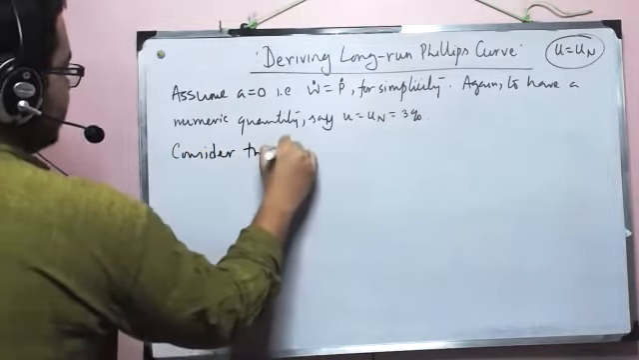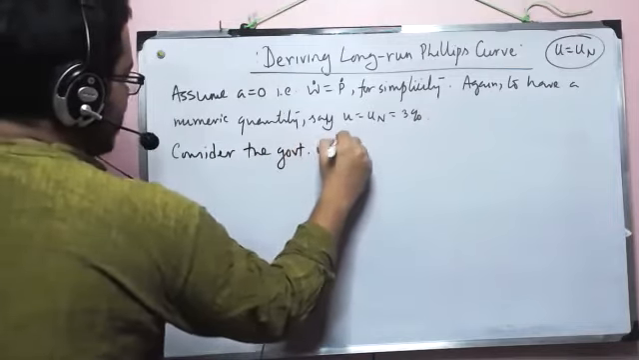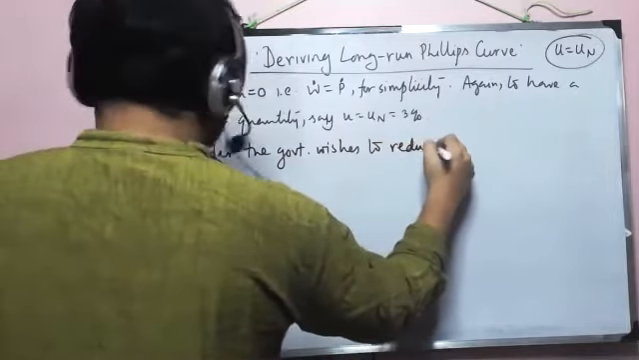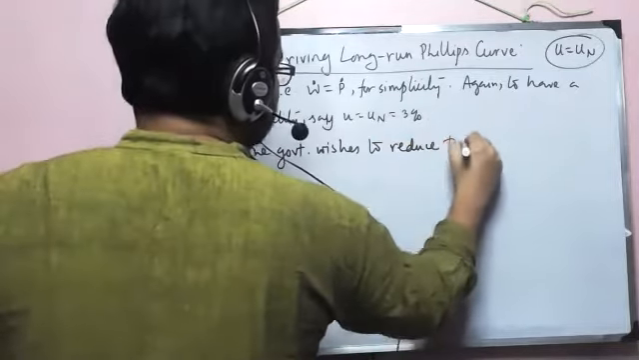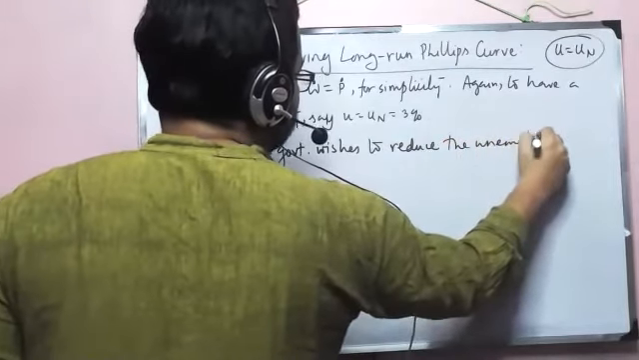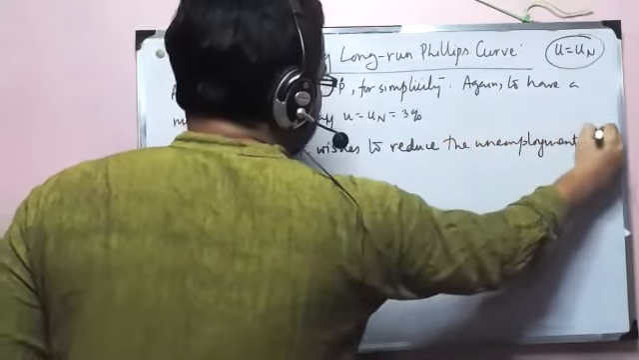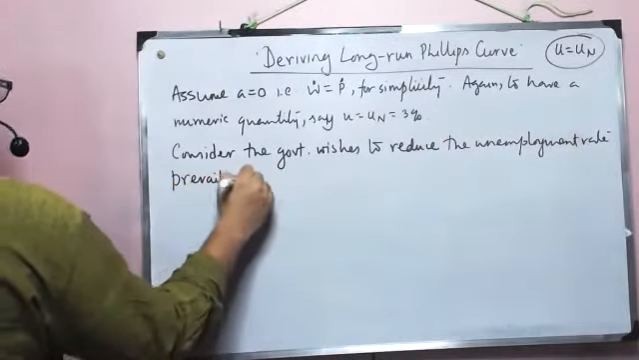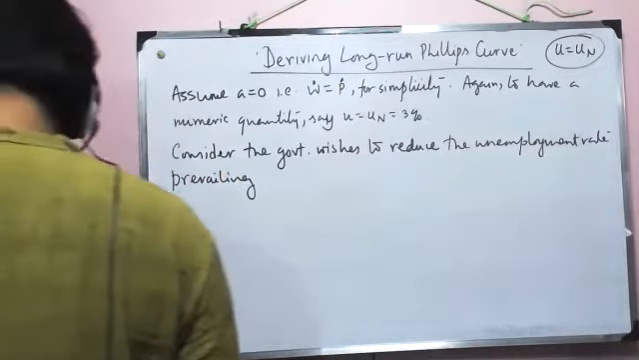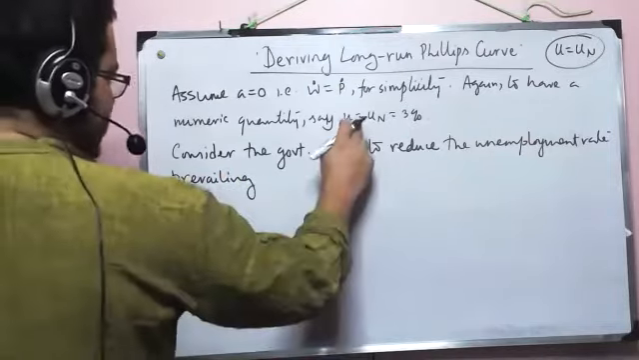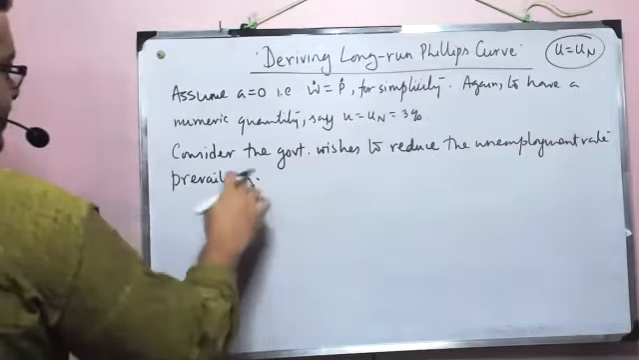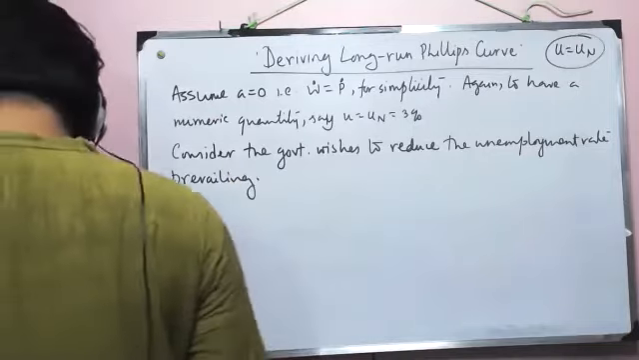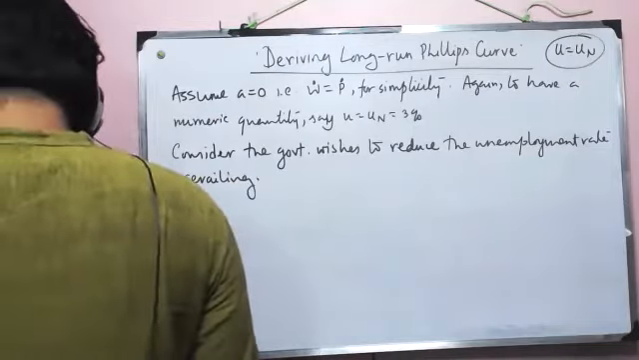Consider the government wishes to reduce the unemployment rate prevailing. So this can be anything for the time being. We can consider it the natural rate easily. Anyway, so this is the natural rate, but let's start with this. So the government wishes to reduce this unemployment rate. I will not mention right now that it's the natural rate. All right. So how to do that?